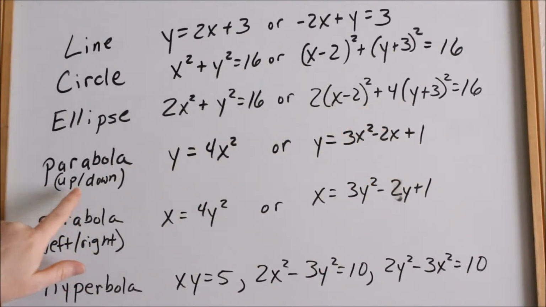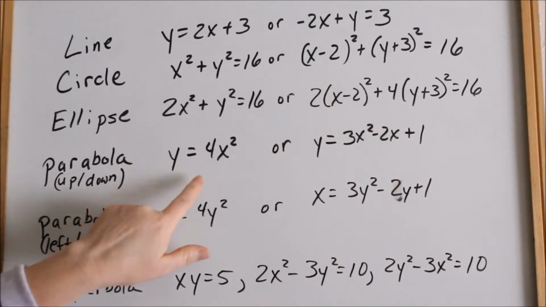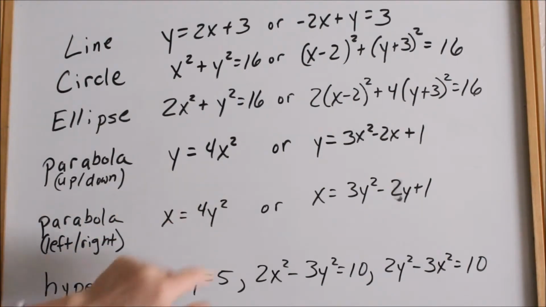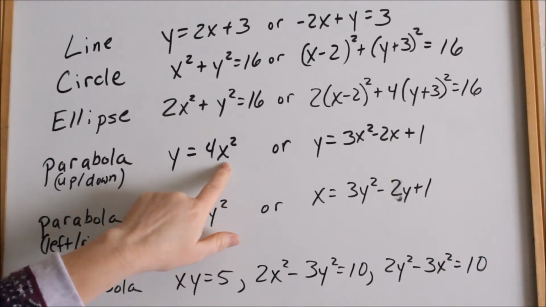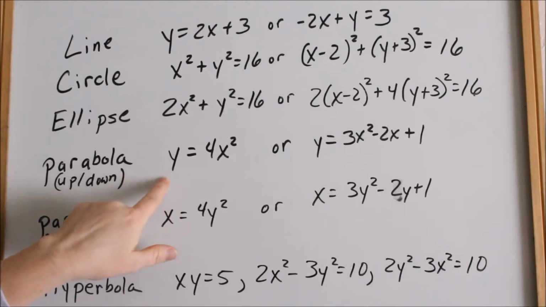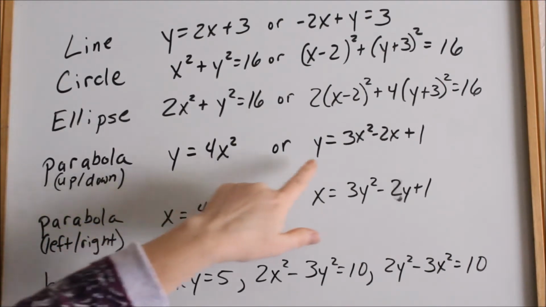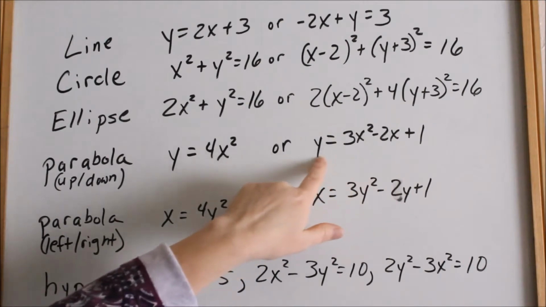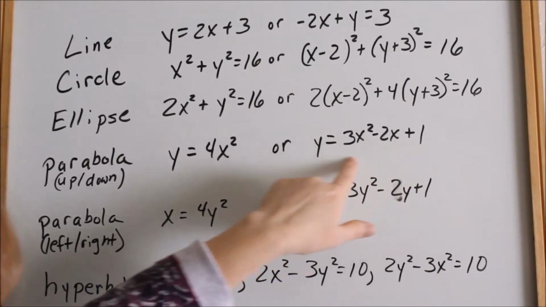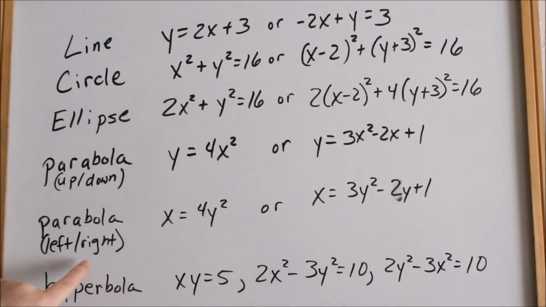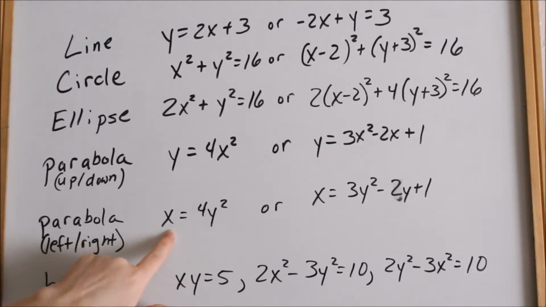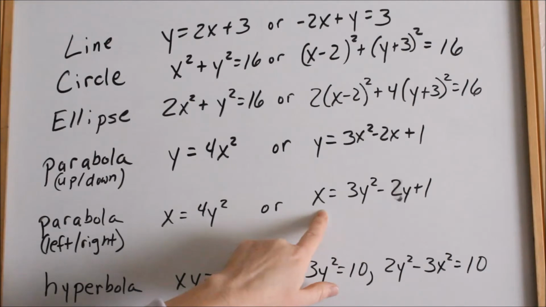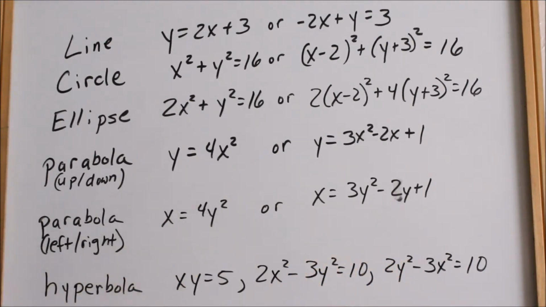For a parabola, this is an up and down parabola, one will be squared and one is not. So here, for an up-down parabola, x is squared, y is not. This is a simple form of a parabola, or you could have a middle term. You could have y equals 3x squared minus 2x plus 1. You could have this for a parabola. For a left-right parabola, y is squared, x is not. But the main thing is on a parabola, one of them is squared and one is not. A left-right parabola could also take this form as well.